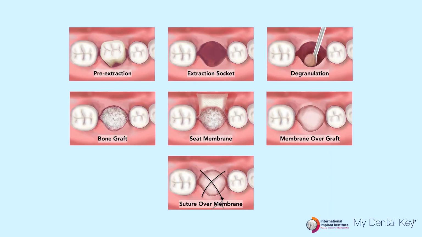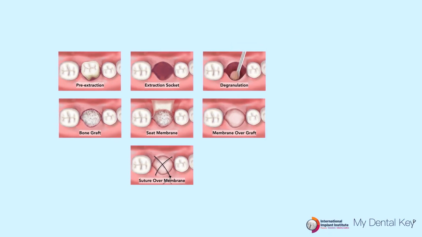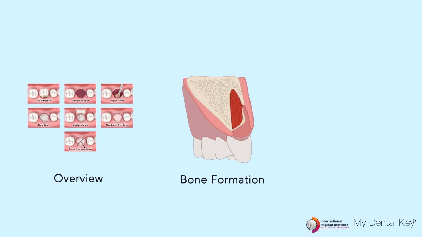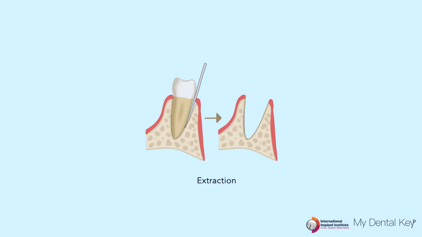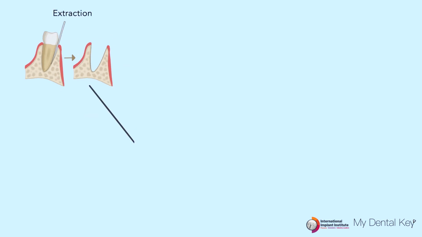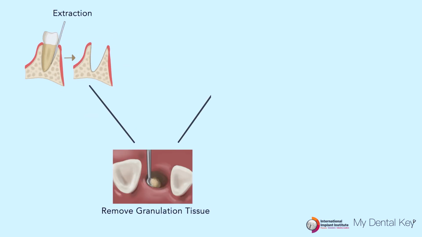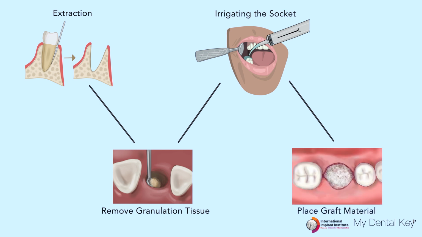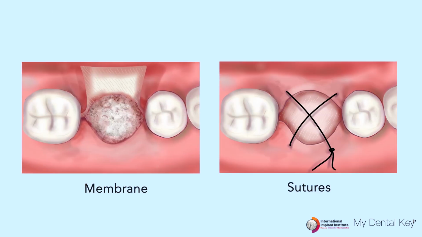In this video, we'll provide an overview of socket grafting, including the importance of the procedure, bone formation process, and various materials used. As an overview, socket grafting follows atraumatic extraction and starts with preparing the extraction site by removing granulation tissue, irrigating the socket, and filling it with graft material. A membrane is then placed over the site, and sutures are used to secure it and promote healing.